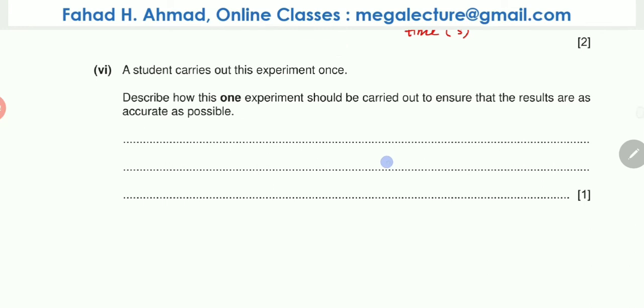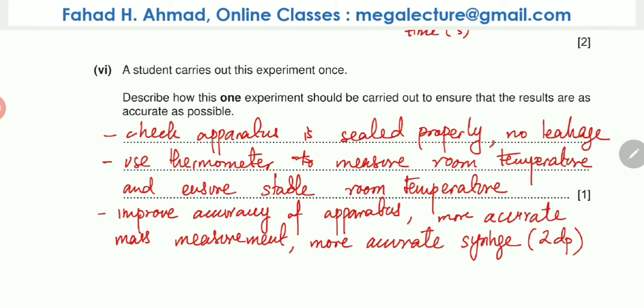So although it's a 1-mark question, let's write several suggestions for answering this question. So here are my suggestions. Check that apparatus is sealed properly, no leakages. Use a thermometer to constantly monitor the room temperature and ensure that the room temperature is stable. There are no fluctuations because it's going to affect the volume of carbon dioxide that you're collecting. Improve accuracy of the apparatus, more accurate mass measurements, more accurate syringe. For example, a 2 decimal place syringe, that would give you even more accurate results.